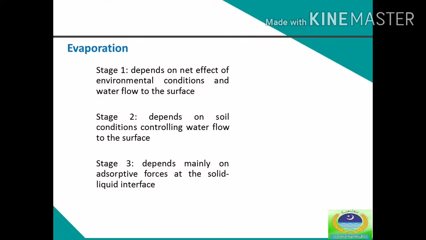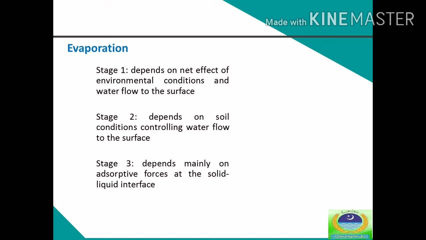Evaporation occurs in two or three stages. The first stage depends on the net effect of environmental conditions and water flow to the surface. Environmental conditions which affect evaporation during the first stage are wind speed, temperature, relative humidity, and radiant energy.